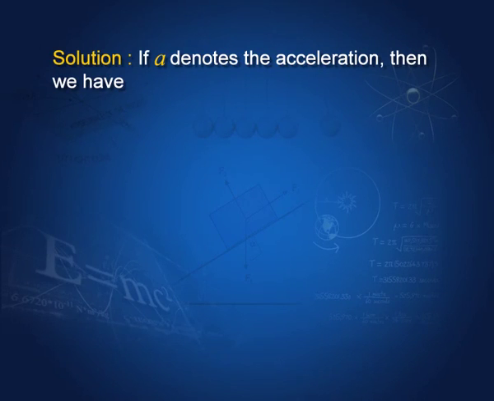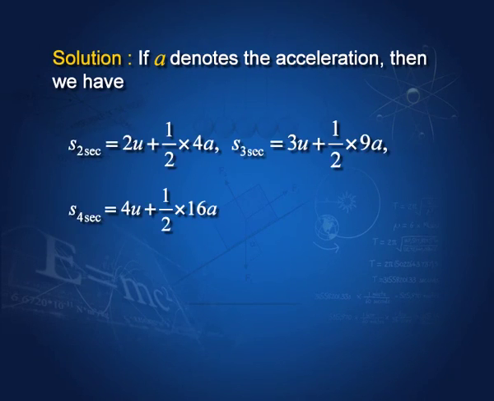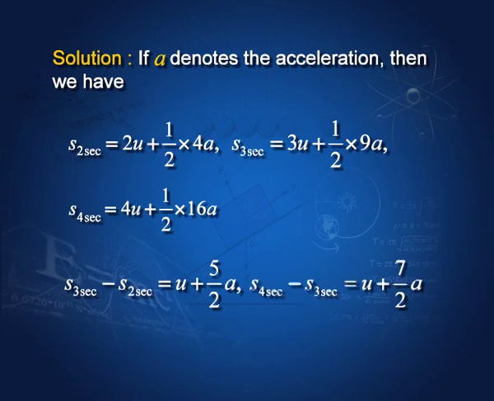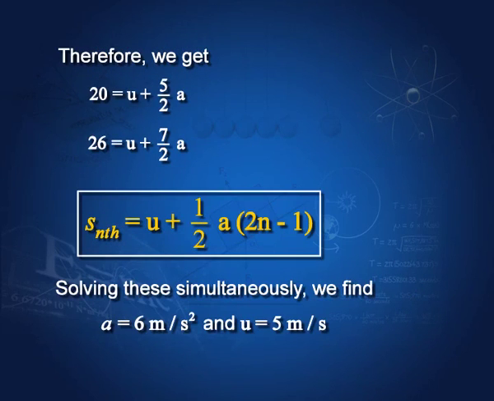If a denotes the acceleration, then the distance covered in 2 seconds is 2u plus half into 4a, and the distance covered in 3 seconds is 3u plus half into 9a, and the distance covered in 4 seconds is 4u plus half into 16a. Now, if I subtract S2 from S3, I get the distance covered in the third second, that is u plus 5 by 2 a. If I subtract S3 from S4, I get u plus 7 by 2 a, the distance covered in the fourth second. In general, the distance covered in the nth second is equal to u plus half a into 2n minus 1.